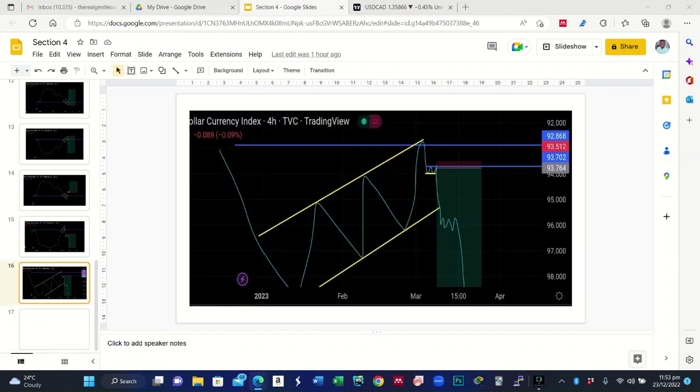So that is all for the types of entries we have. So in the next section, I'm going to be showing you on the live chat how you can take these trades and exit them. Thank you.